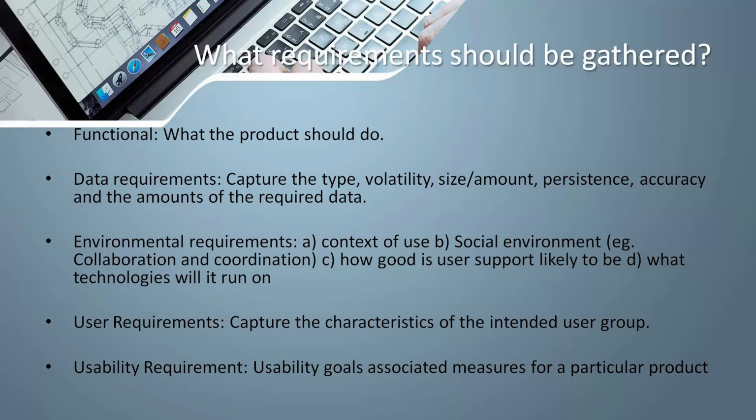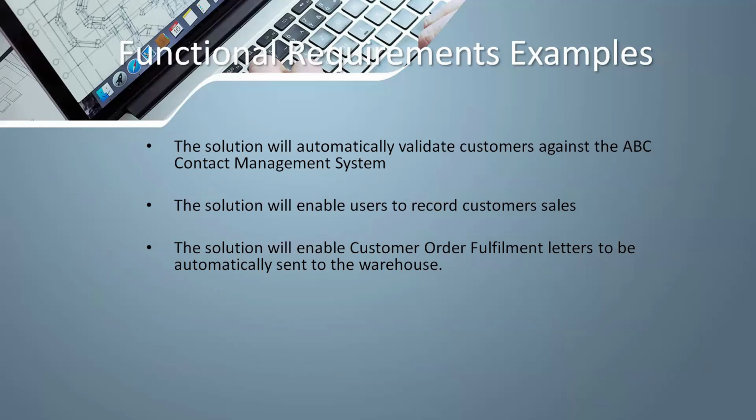Environment is where you need to interact. What are the other aspects which will work with your requirements? Data, what kind of data you need? And then the topmost is what the customer sees, the function, right? When I say save, whichever technology you use doesn't matter. Data should be saved in the database. That's called functional requirement. Okay, so functional requirement: the solution will automatically validate customers against the ABC contact management system. Can you explain what this is?